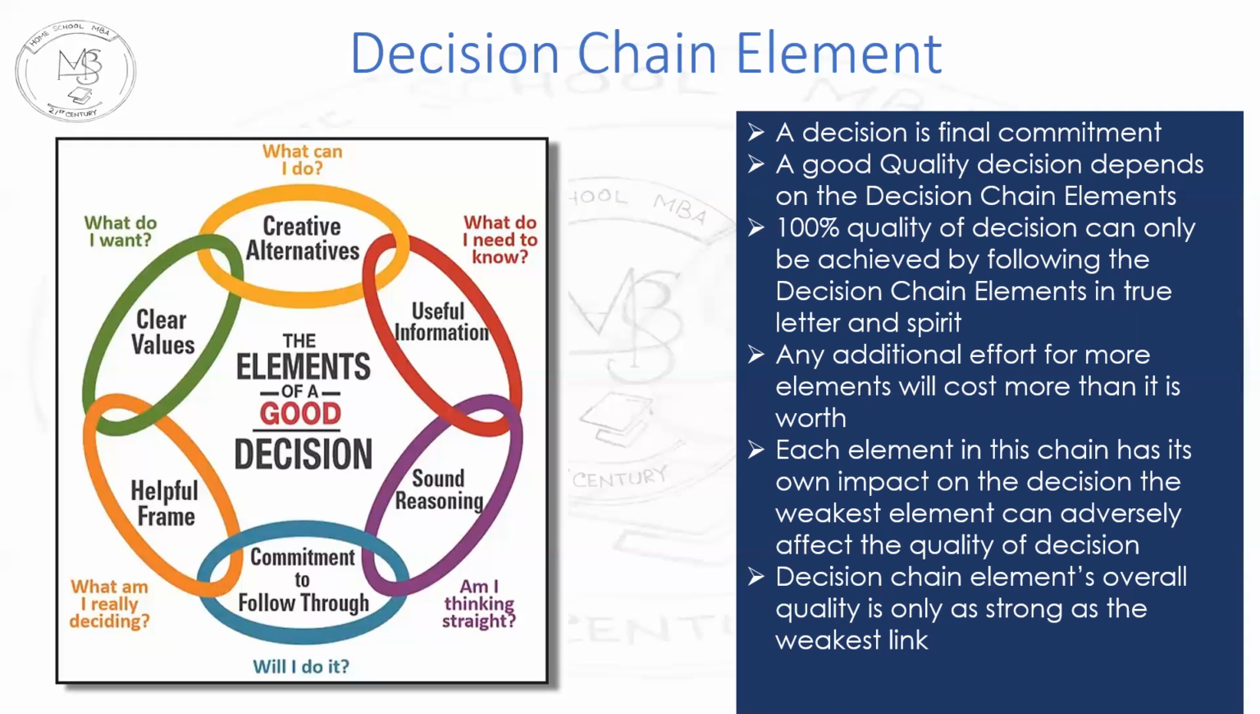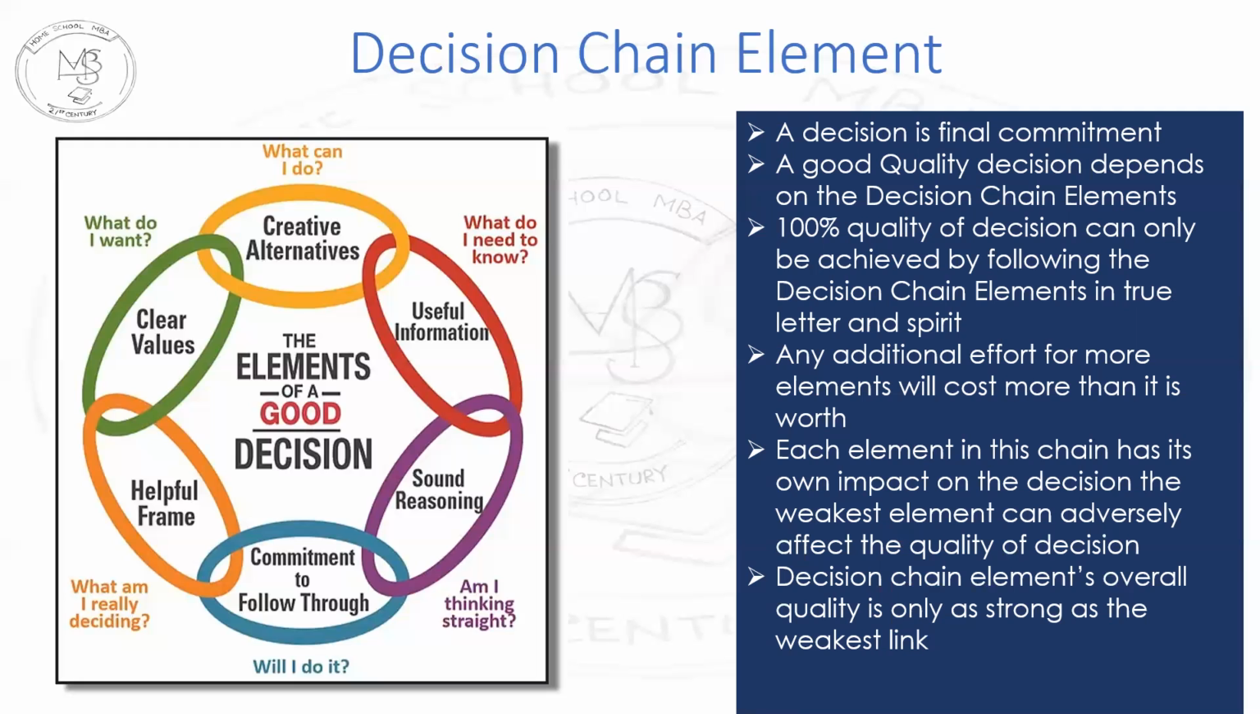Any additional effort for more elements will cost more than it is worth. So over here, what it means is that you have made a frame, and now you have to remain within that frame. Going outside the frame may lead you to further cost and waste of time. Each element in this chain has its own impact on the decision. The weakest element can adversely affect the quality of decision.